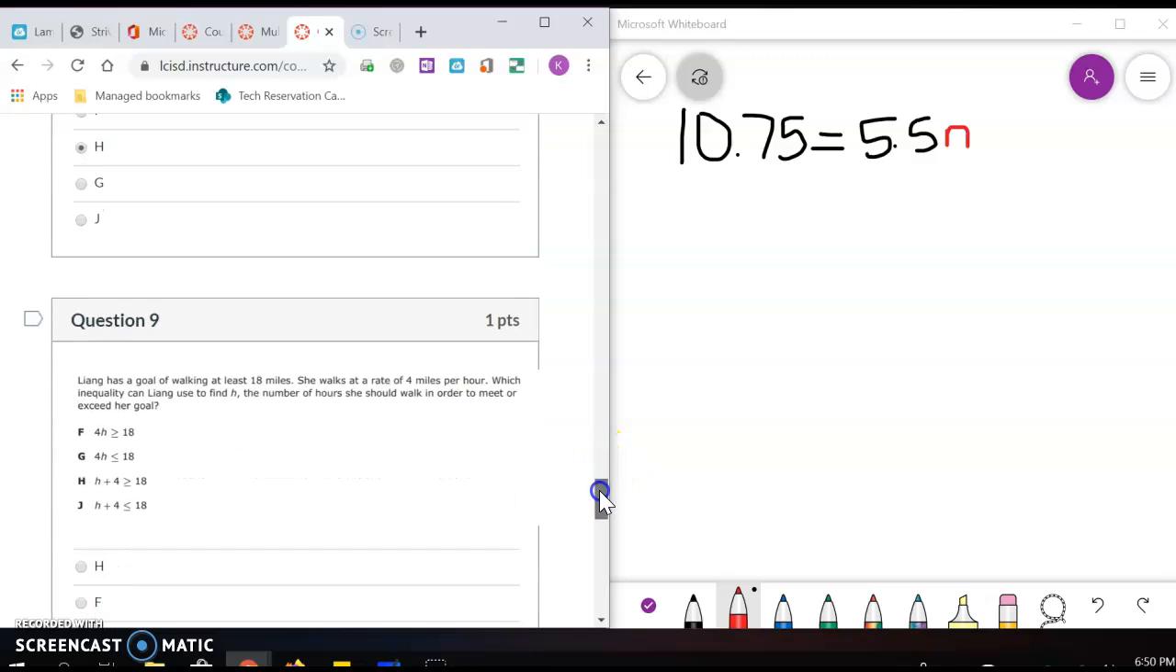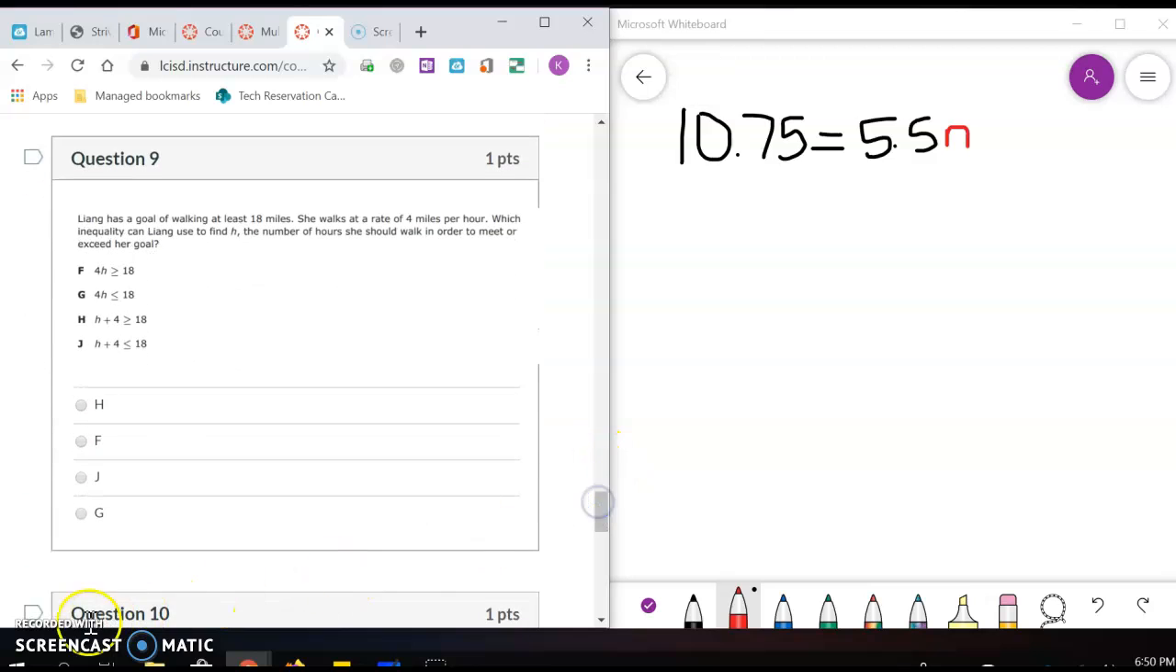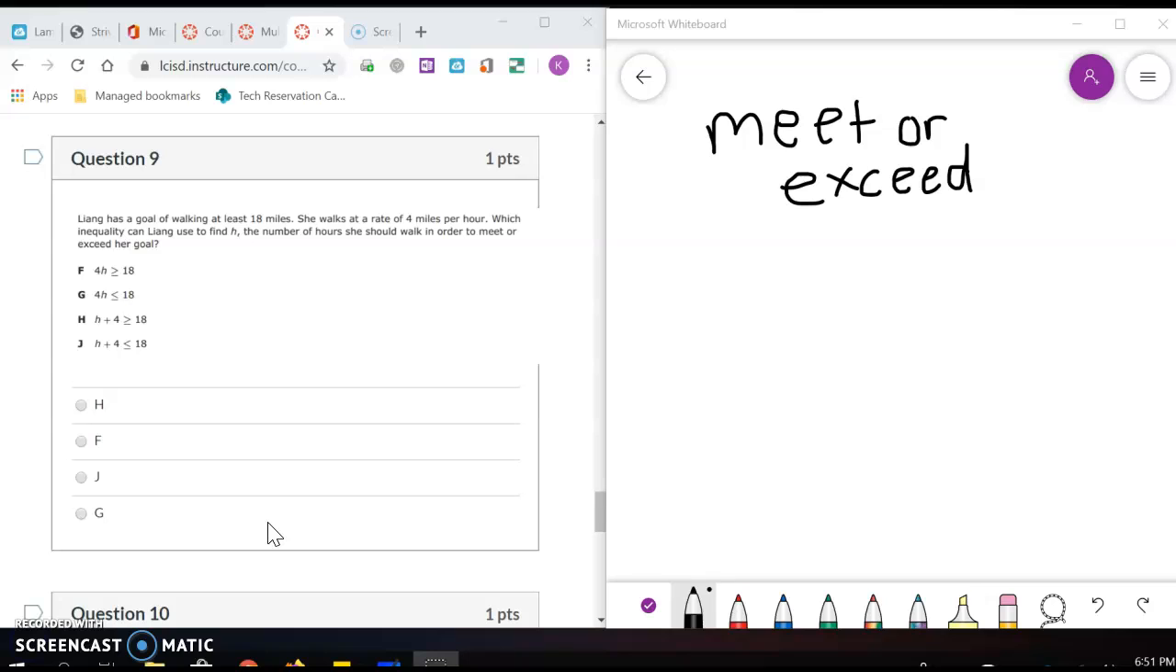And I'm sorry, I'm going a little fast, but I'm running out of time on the video. Okay, on question 9, the key phrase we're looking at is meet or exceed her goal. And so if we think about how that symbol would look, the amount that she walks to meet or exceed, that would be greater than or equal to her goal.